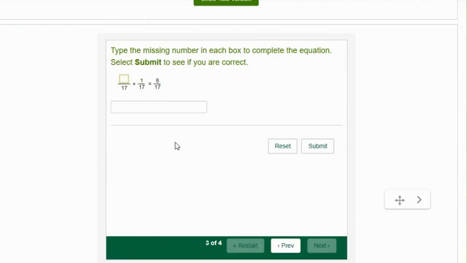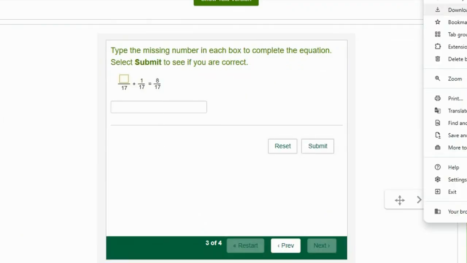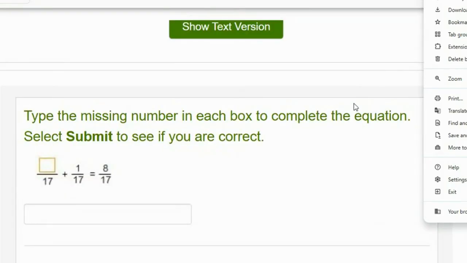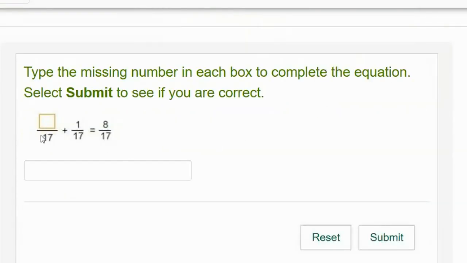How about something maybe a little more complicated? I'm going to make this a little larger on the screen. You can see this. We could call this x over 17 plus 1 over 17 equals 8 over 17. All right, put that in the chat. What would go in that box? Something 17ths plus 1/17 equals 8/17.